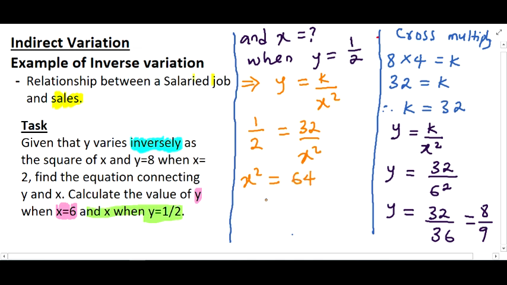So what do we do? Because we have a square, we take the square root of both sides, and that gives us the square root of s squared equal to the square root of 64. This gives us x equal to 8. So our final answer is 8. Hope this is making sense to you. Okay, let's check out the next slide.